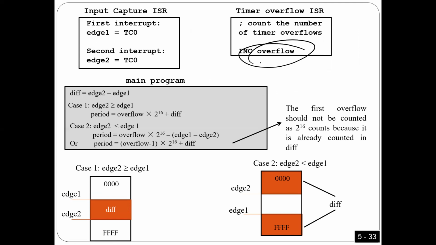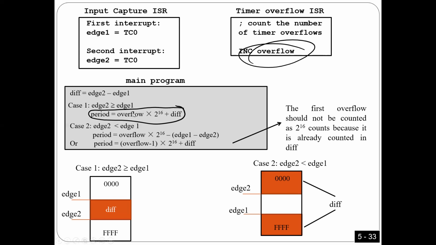Anyway, again, I think we agree we need three values in order to calculate the time. So how can you do that? We're going to use one of two formulas. You can use this one: the period should equal overflow times 2^16, because every one overflow means you counted from 000 until FFF, so it has to be 2^16, plus the difference.